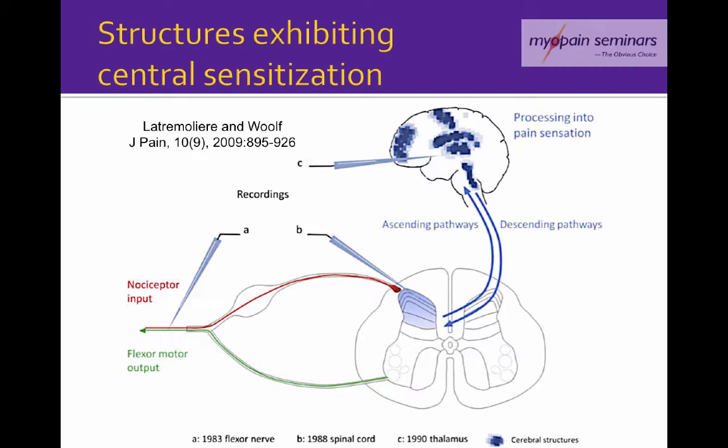cingulate cortex. There are many imaging studies now that have revealed several brain structures in human subjects that exhibit changes compatible with central sensitization, in this diagram represented by the blue dots. So many of the pain-generating structures in the body, whether it's from muscle, joints, or others, present similarly at the central nervous system level.